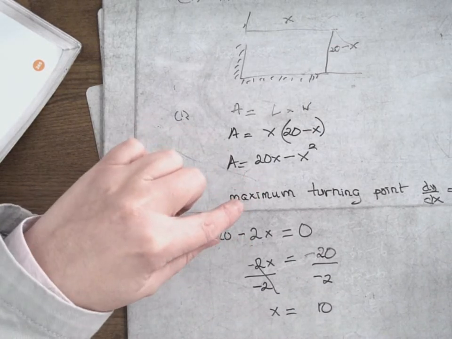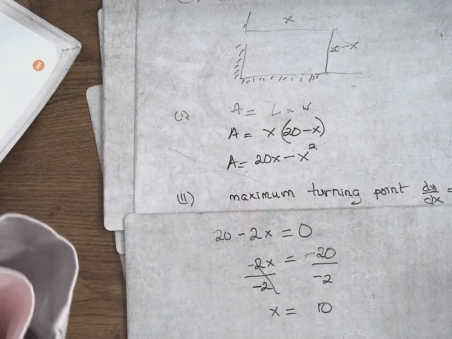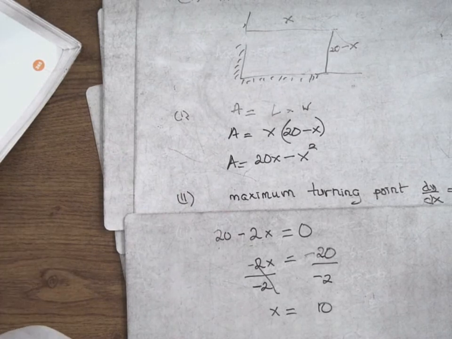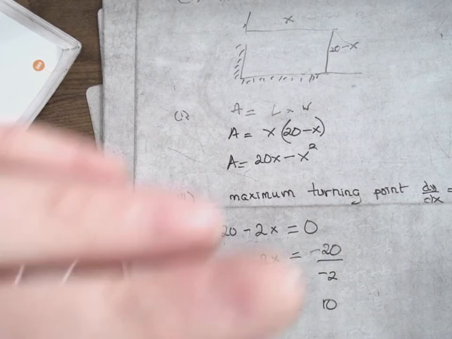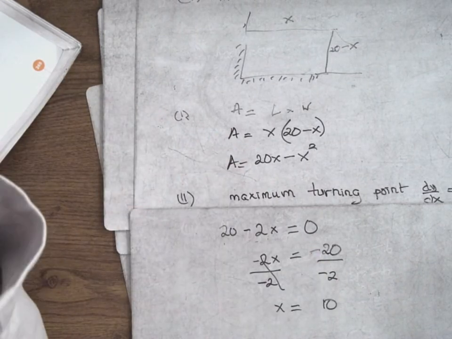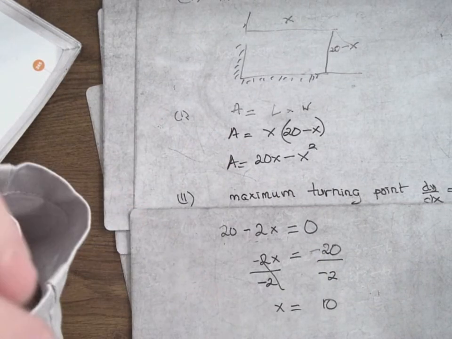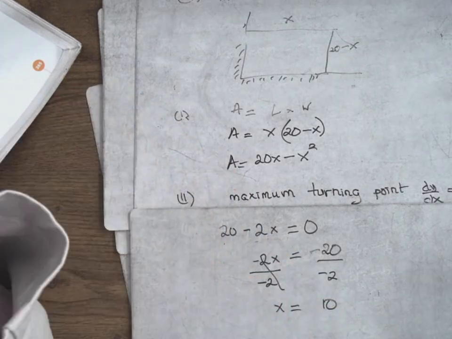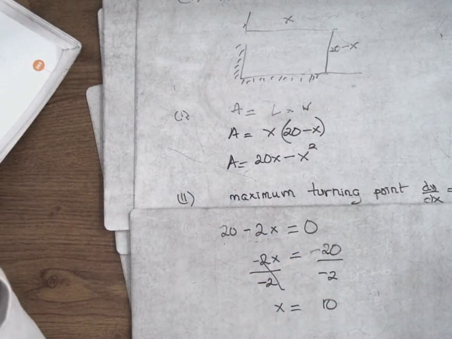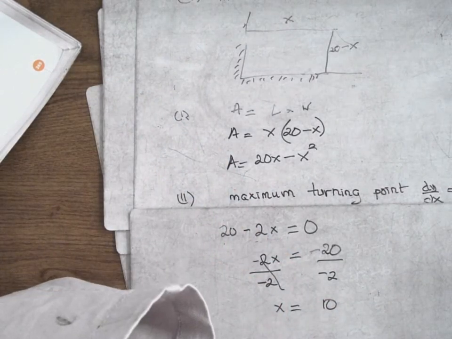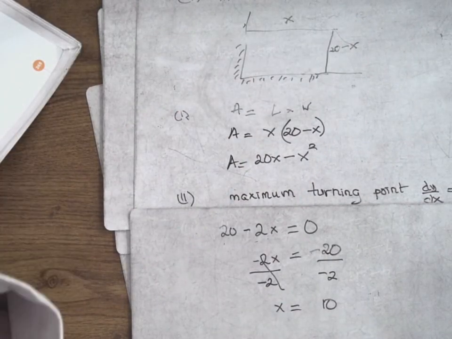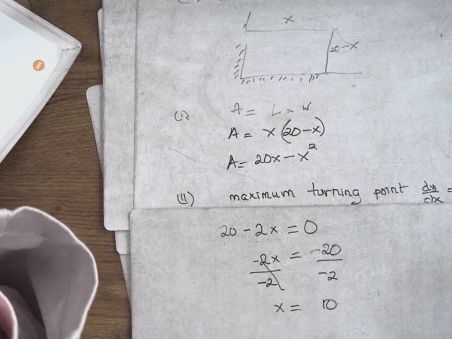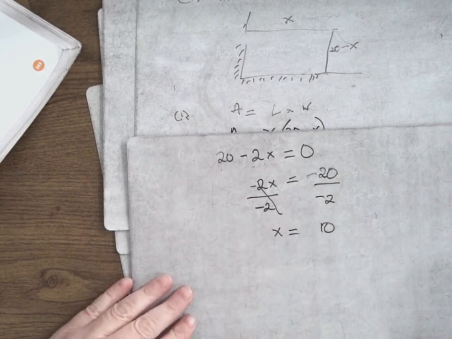Because the word maximum immediately triggers, maximum is a turning point. And a turning point is dy/dx. Okay? So these are the key words that will trigger. And I'm going to give you a list at the end of all the key words where the minute you see these words, you differentiate. Okay? So x is 10.